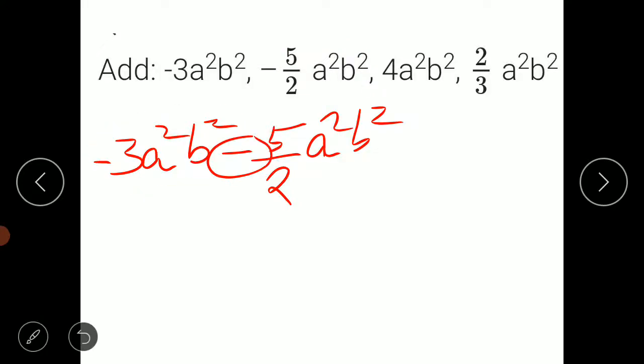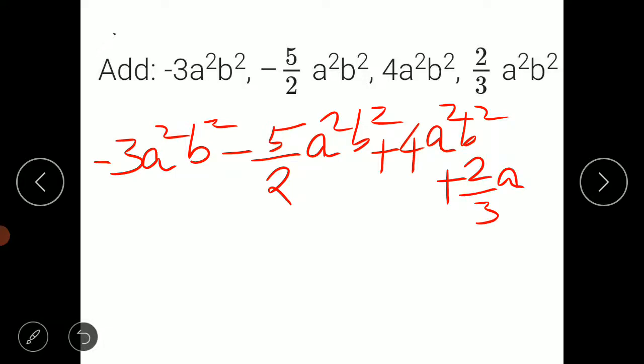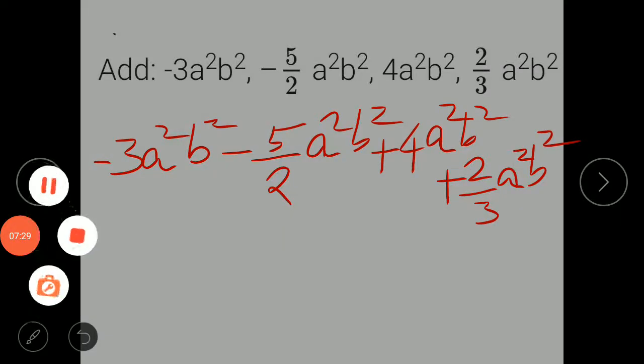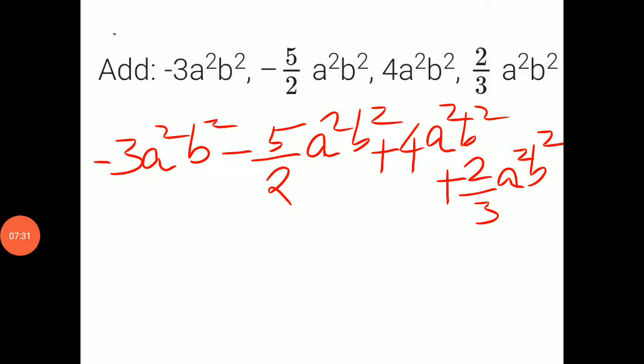Why did we place here minus? Because each is having only one term. So plus into minus, minus 5 by 2 a square b square plus 4 a square b square plus 2 by 3 a square b square. Okay, now we added all, that is we placed the sign.